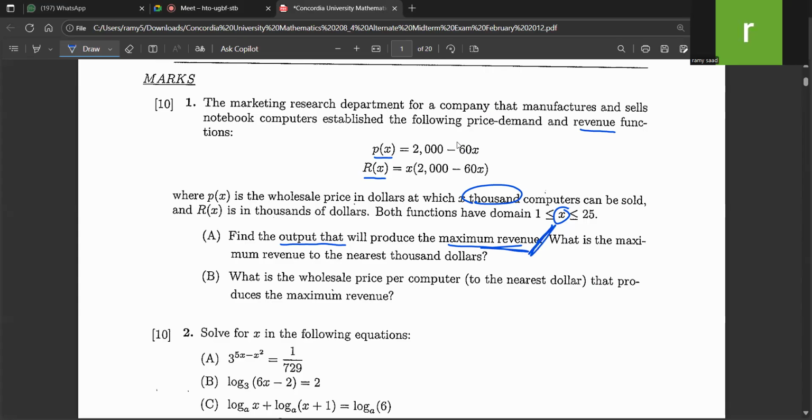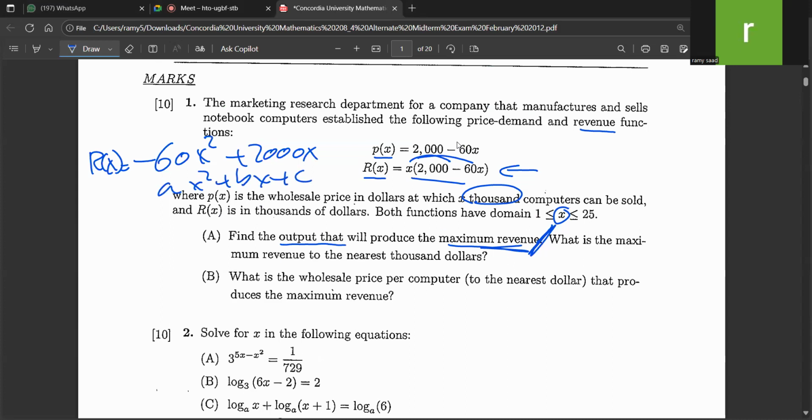So the maximum revenue. When I hear the word maximum or minimum, I have to take a look first at the type of this function. The type of this function is quadratic, because it can be written like that: negative 60 x squared plus 2000 x. This is R of X, our revenue function, written in the form ax squared plus bx plus c.